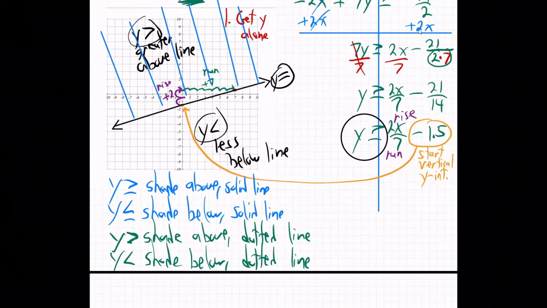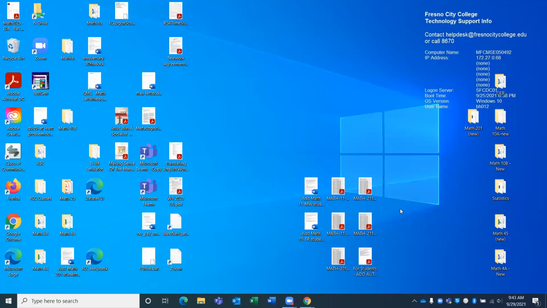So in our case, we had greater than or equal. So I did shade above and the equal. I want the solid line, not the dotted. So let me show how you would actually do that, sharing my screen with the actual problem.